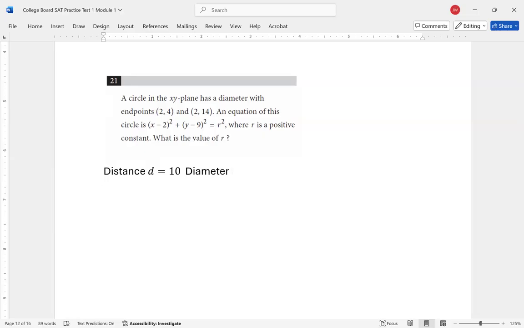If I want the radius of a circle, well, the radius is half the diameter, or some people would say the diameter is twice the radius. So if the diameter is 10, then the radius of the circle has to be 5. So that's one way to see that, is look at the distance between these 2 endpoints of the diameter. The other way we could do this is to notice that this circle has center (2, 9).